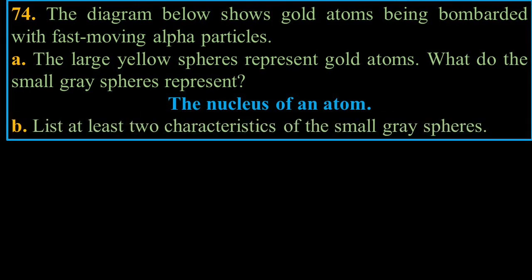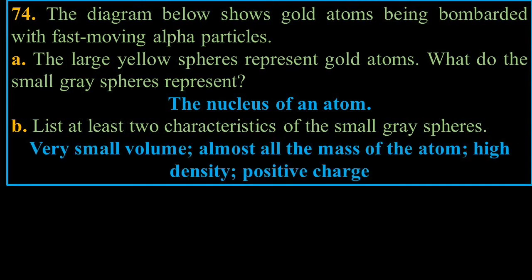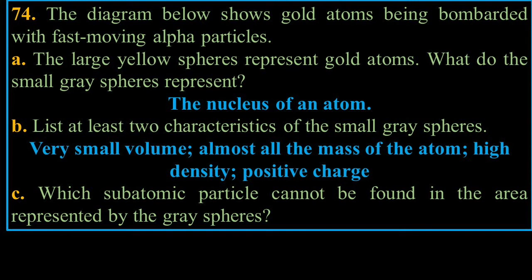List at least two characteristics of the small gray spheres. Two characteristics. I'll let you do this. Small gray spheres. I need two. Very small. Almost all the mass of the atom. And high density. Positive charge as well. So these are things that Rutherford said must be true.